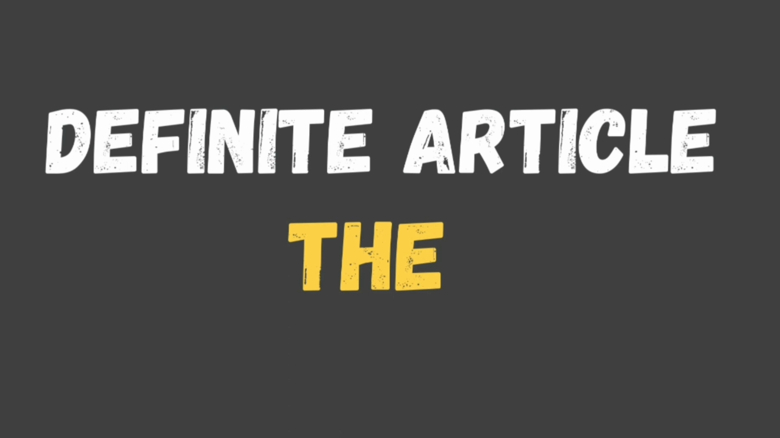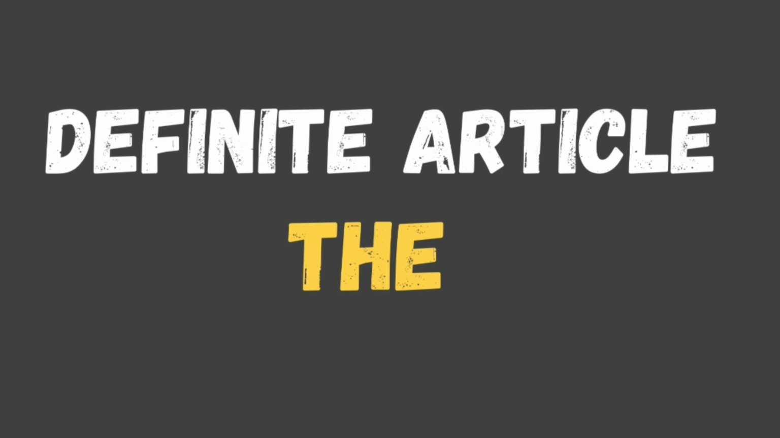All right, so let's see first the definite article the, okay? In English, we're going to use the definite article the when we're talking about singular, but also when we're talking about plural, okay? If we're talking about singular, we're going to say the dog, only one dog. But if we want to talk about plural, then we're going to say the dogs, referring to a group of dogs, to many dogs. So in English, we use the definite article the for singular and for plural.